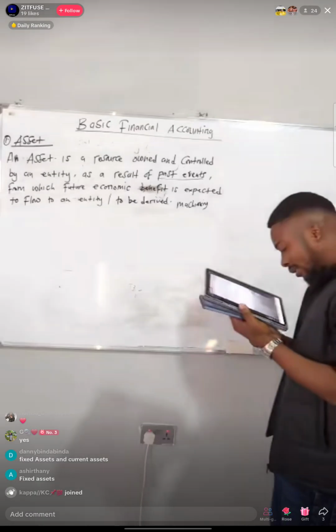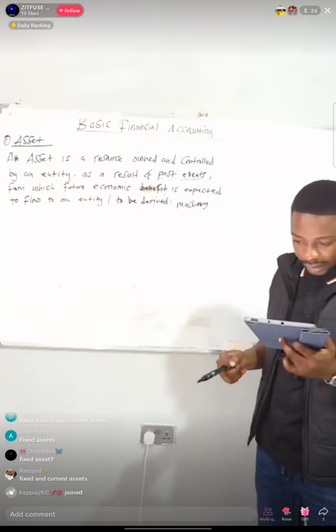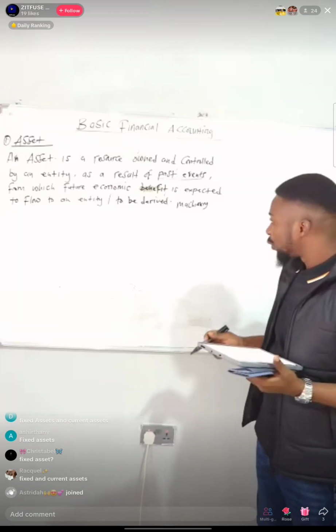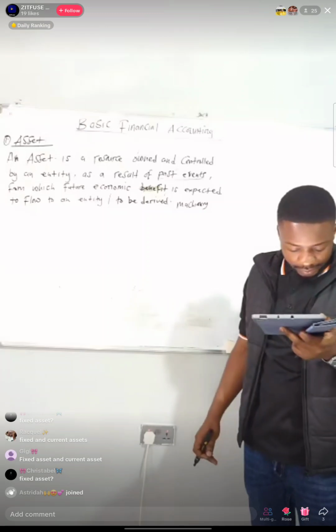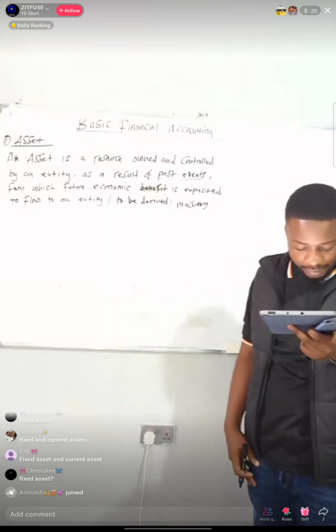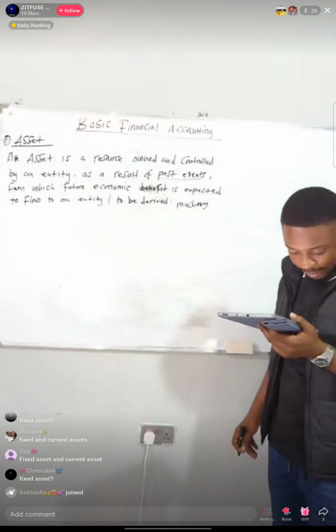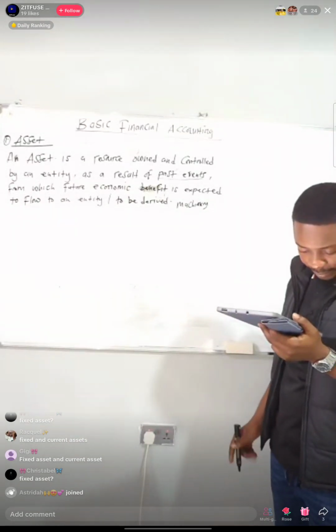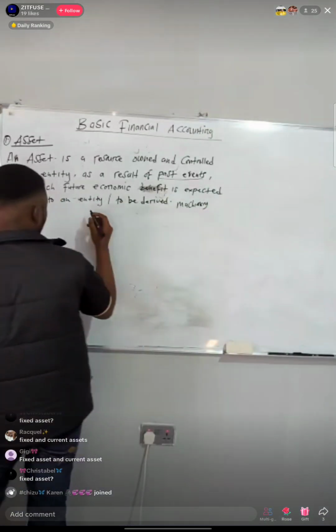So what are the types of assets? Those of you who took accounts in grade 10 to 12, or you took business studies. What are the types of assets? Okay, so I can see fixed assets and current assets. Okay, fixed assets. Keep the comments coming.